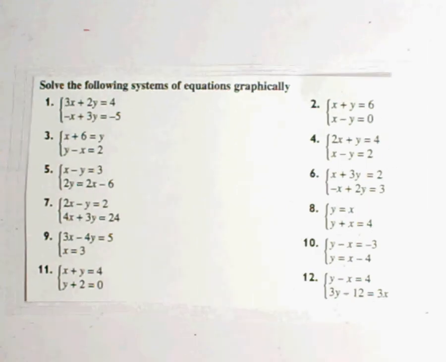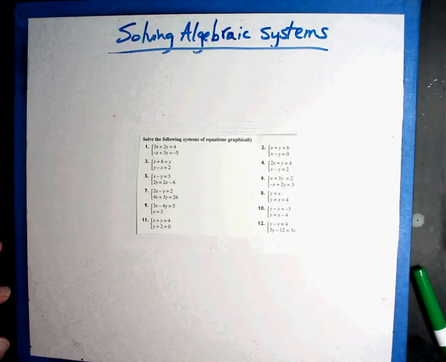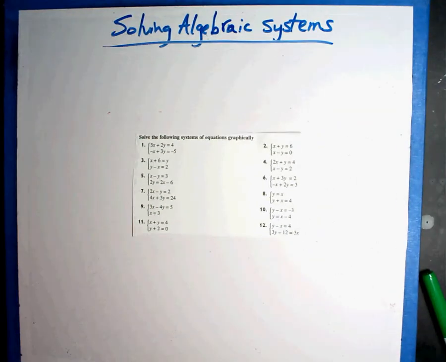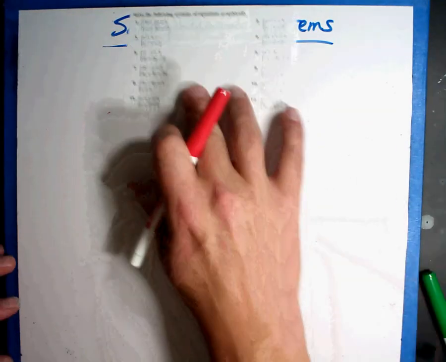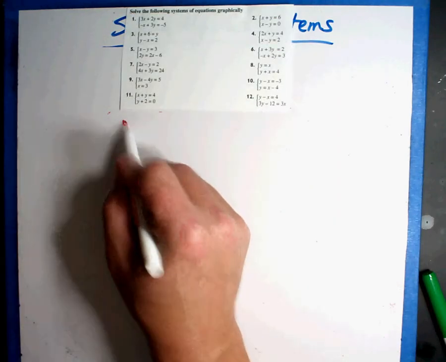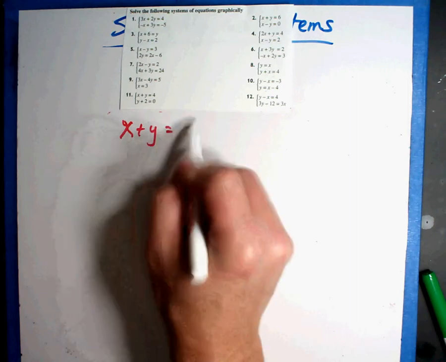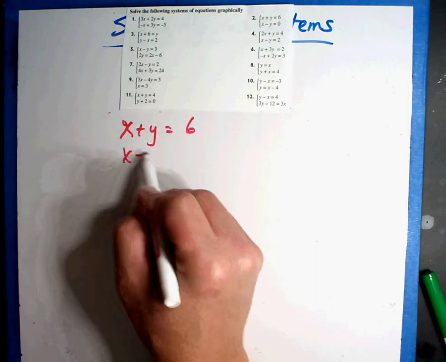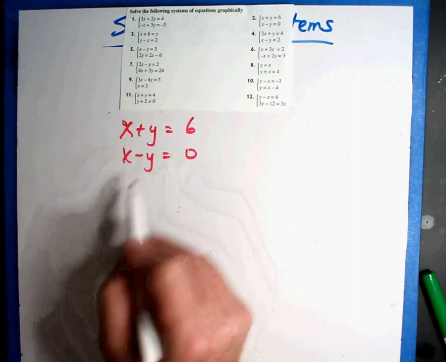Alright, let's see how we did. Go ahead and back the screen out a little bit. And let's just start with, let's say number 2. x plus y equals 6. x minus y equals 0. So we've got to solve these real quick.